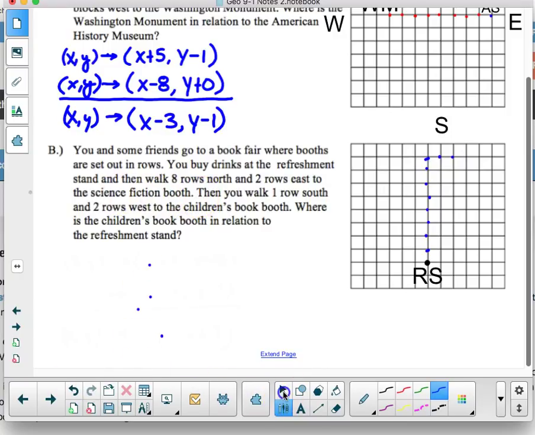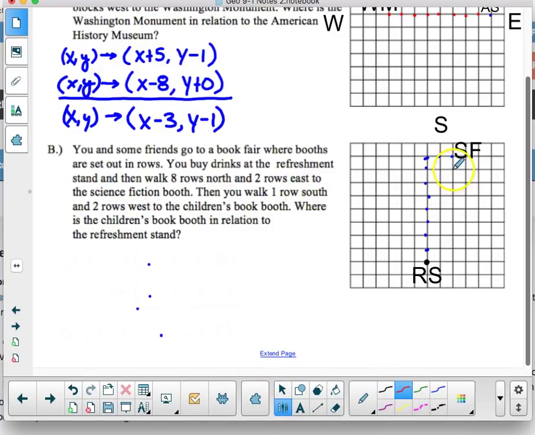So I'm at the science fiction booth, SF. Then you walk 1 row south and 2 rows west. So let's do that, red. 1 row south and 2 rows west: 1, 2. Now you're at the children's book booth, CB.